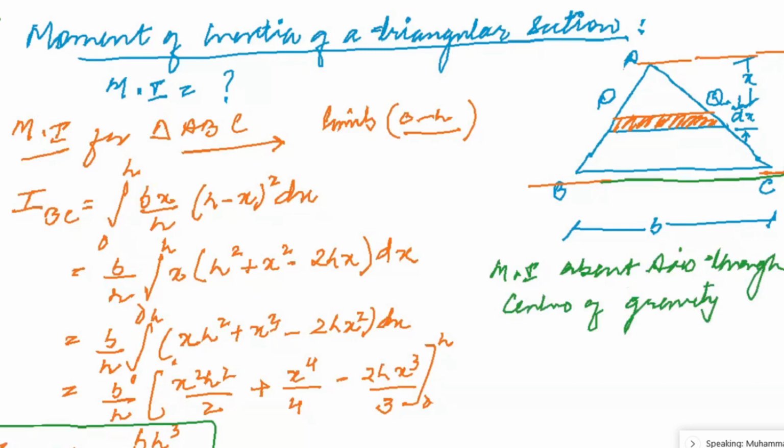Now that we have already done by the theorems, which is the parallel axis theorem, in which it is mentioned this way: when we want to calculate the moment of inertia about any axis which is parallel to Ixx, then that is actually equal to moment of inertia about the center of gravity plus area times h square.